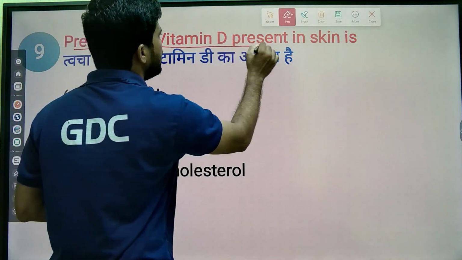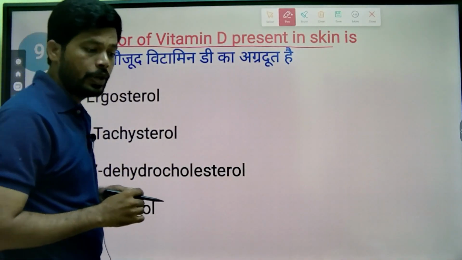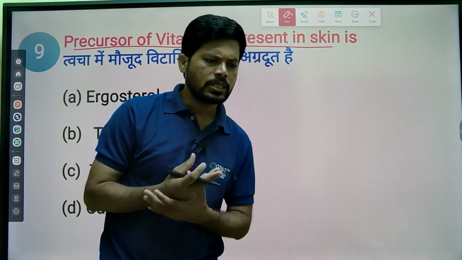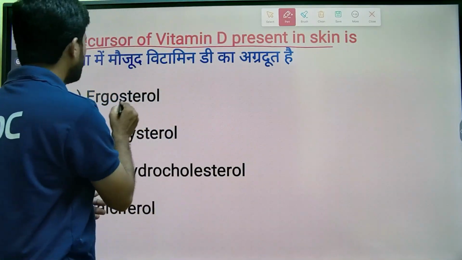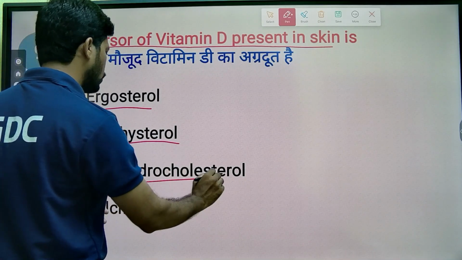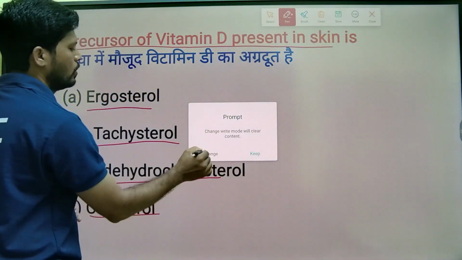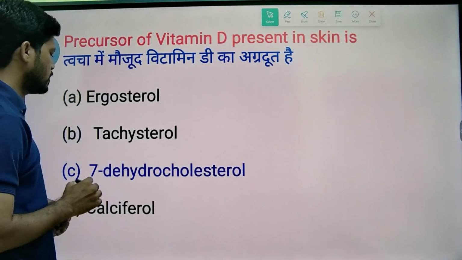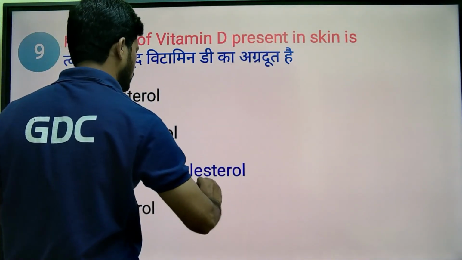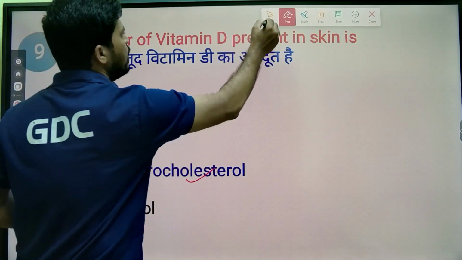The precursor of vitamin D present in the skin is? The options are ergosterol, tachysterol, 7-dehydrocholesterol, calciferol. Let's see the answer. The answer is 7-dehydrocholesterol, a precursor for vitamin D.